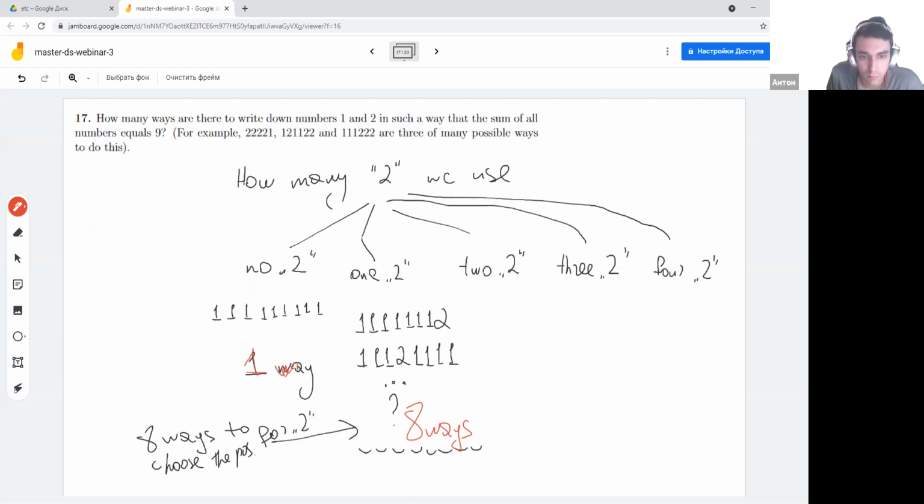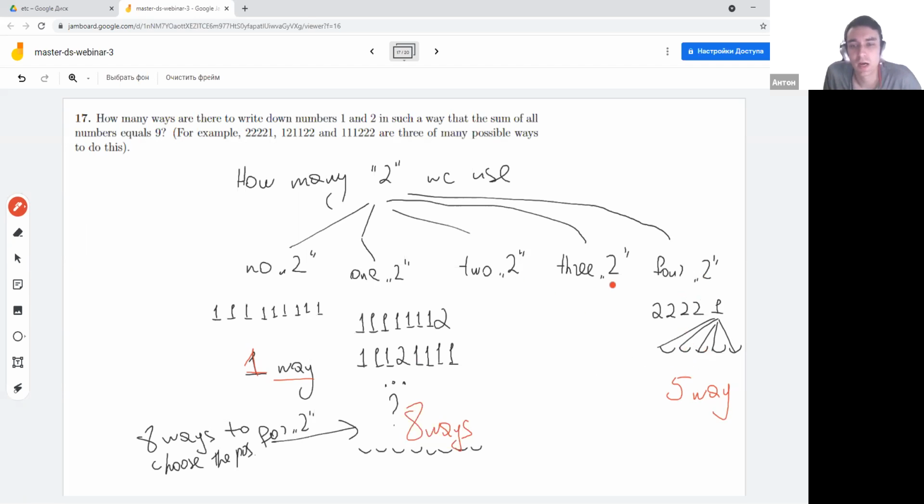One way here, 8 ways here. Very similarly, if we have four 2s, then we have only one 1 actually, and therefore 5 positions in which we choose the position for 1, and the other positions are filled with 2s. So the 1 can go in any of these 5 positions. The others will be filled with 2s. So there are 5 ways to rearrange this sequence.